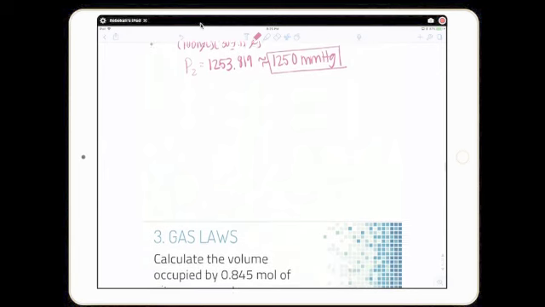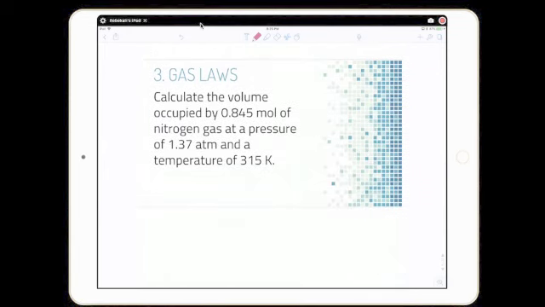Alright, let's try another one. Calculate the volume occupied by 0.845 mole of nitrogen gas at a pressure of 1.37 atm and a temperature of 305 Kelvin.